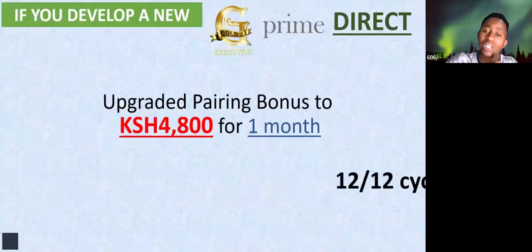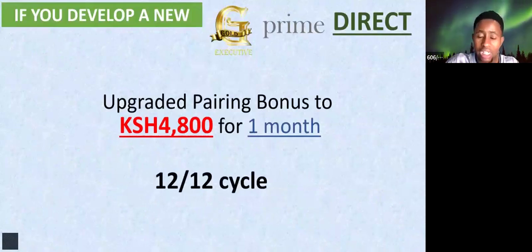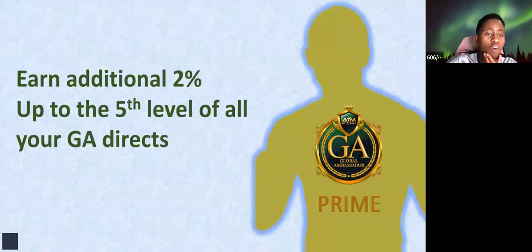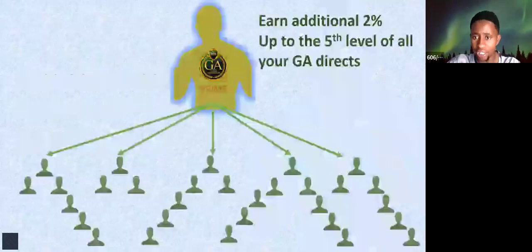What if somebody who is your direct now becomes a gold executive? Now you start earning 4,800 and the cycle is 12-12 for 1 month. Your pairs are upgraded to 4,800 for 1 month. I can tell you it's very sweet. I've enjoyed it. You earn an additional 2% up to the 5th level for all your GA directs. If you have global ambassadors in your team who are your direct global ambassadors, you earn an additional 2% up to the 5th level in your GA directs.